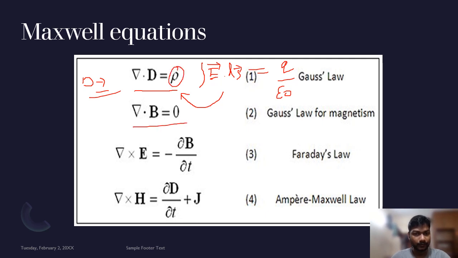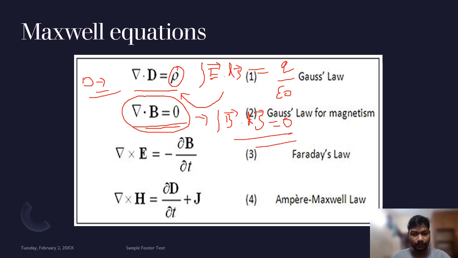Now the second law is Gauss's law of magnetism. It says that del dot B equal to 0. This is an important law, and it shows that magnetic monopoles don't exist. If we write this in integral form, it will be the integral of B dot dS equal to 0.